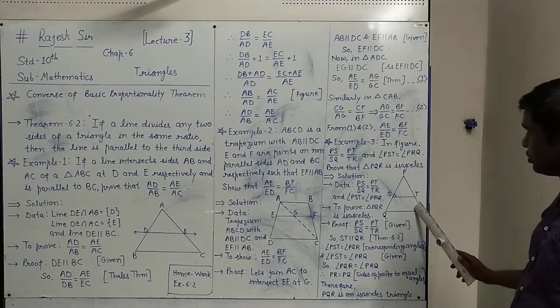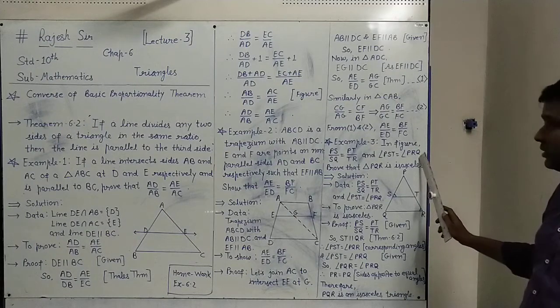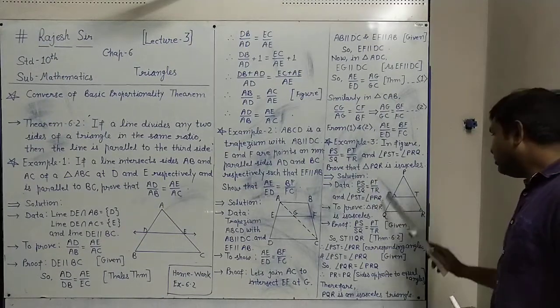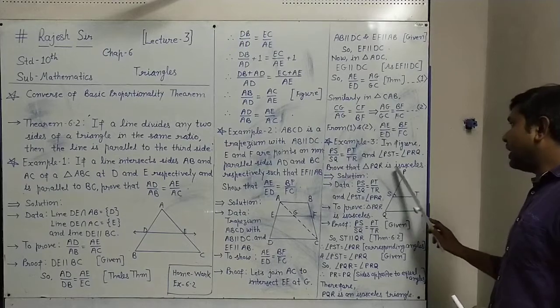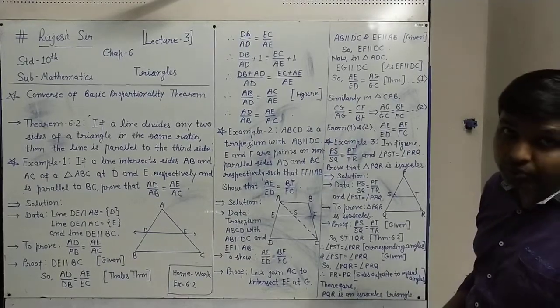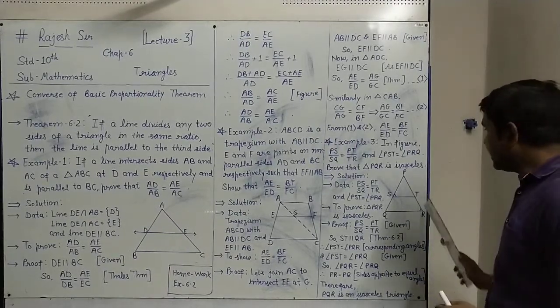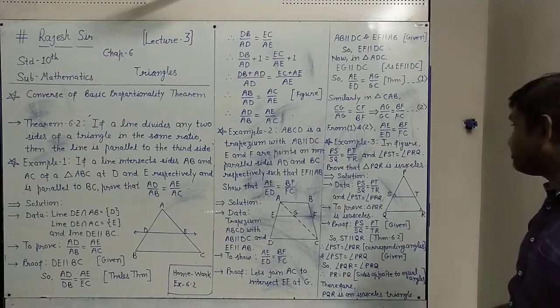is equal to angle PRQ, this angle. These two angles are shown, they are equal. That is given. So we have to prove here that triangle PQR, which you can see here, is isosceles. This we want to do. Triangle PQR is an isosceles triangle. That we want to do.